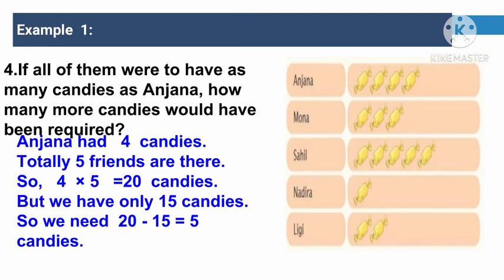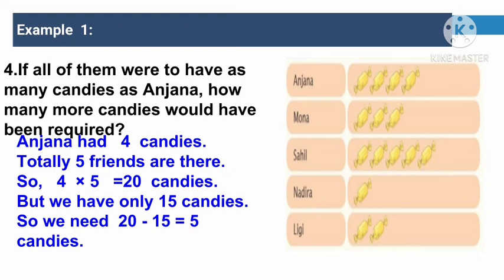Next question. If all of them were to have as many candies as Anjana, how many more candies would have been required? It's very easy, children. Anjana had 4 candies, right? So if everybody wants to have 4 candies each, then how many more candies do we need?